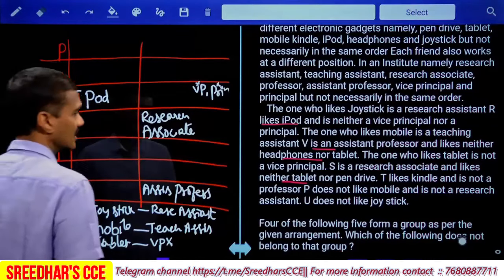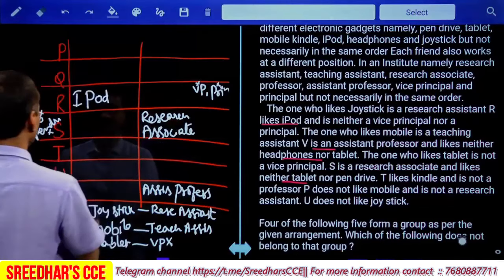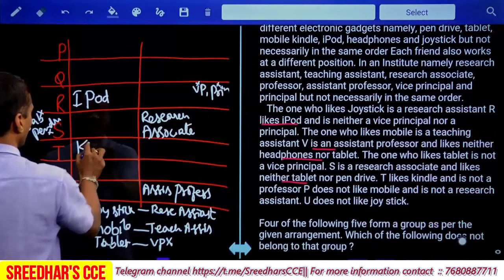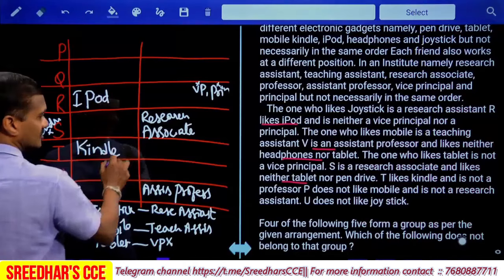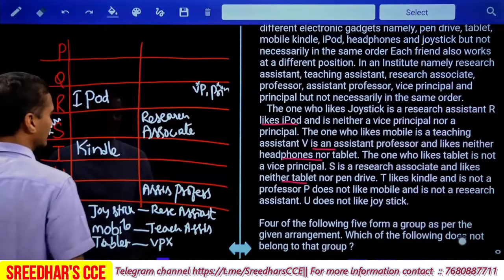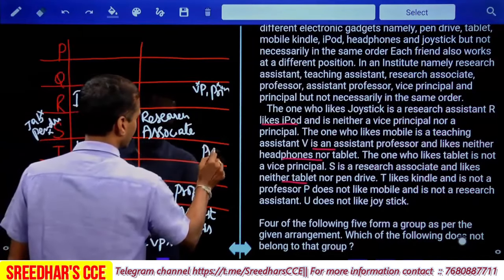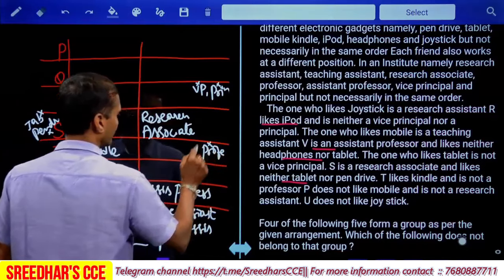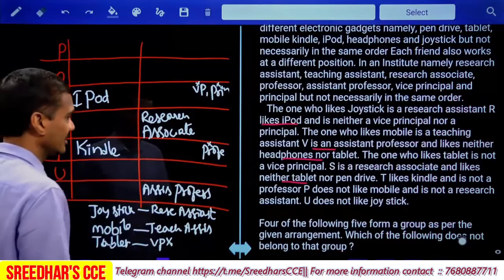Yes. And next one, T likes Kindle. T likes Kindle and is not a professor. Now this person, T, is not a professor. Hence put a cross on professor. T likes Kindle and is not a professor.